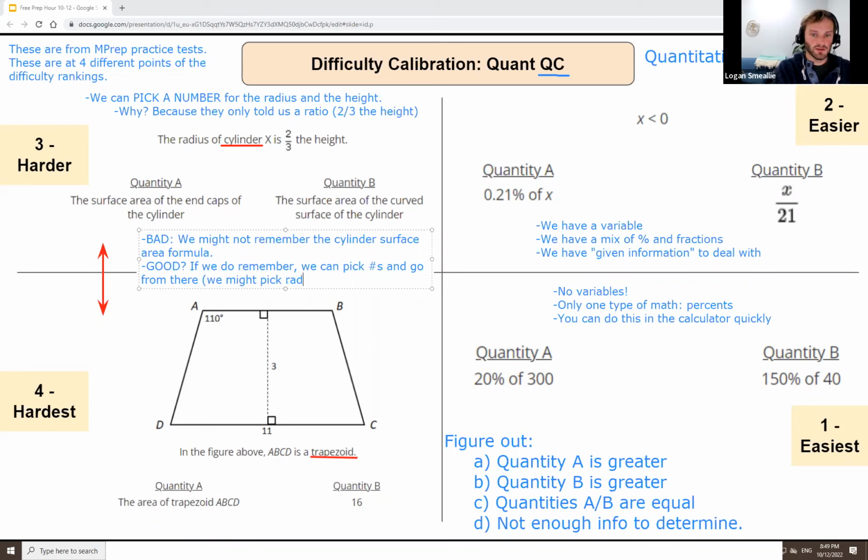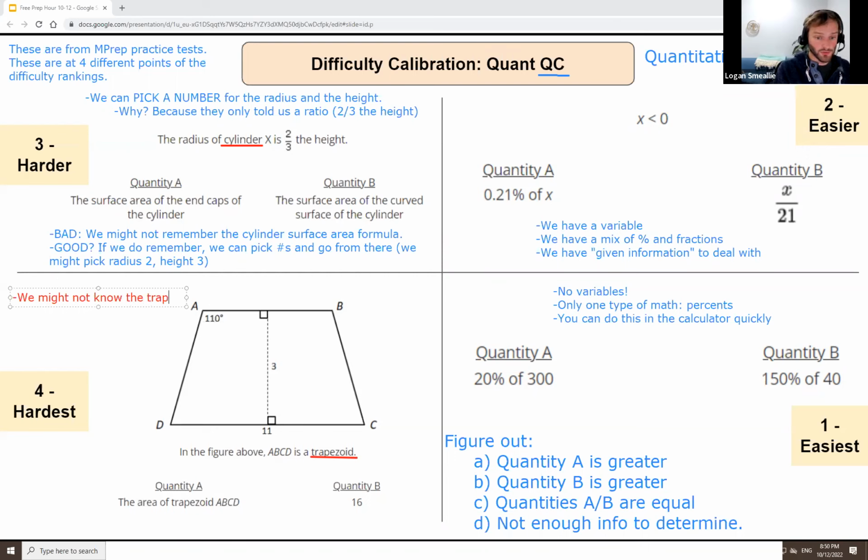Down here, the reason why I suspect a smaller portion of people got this one correct is we might not know the trapezoid area formula.